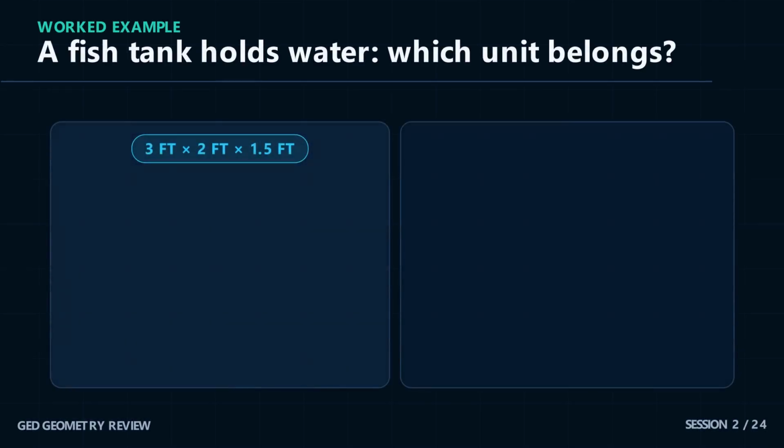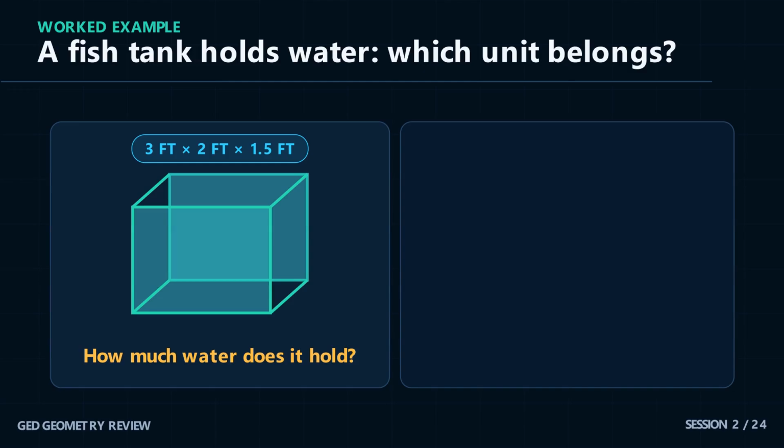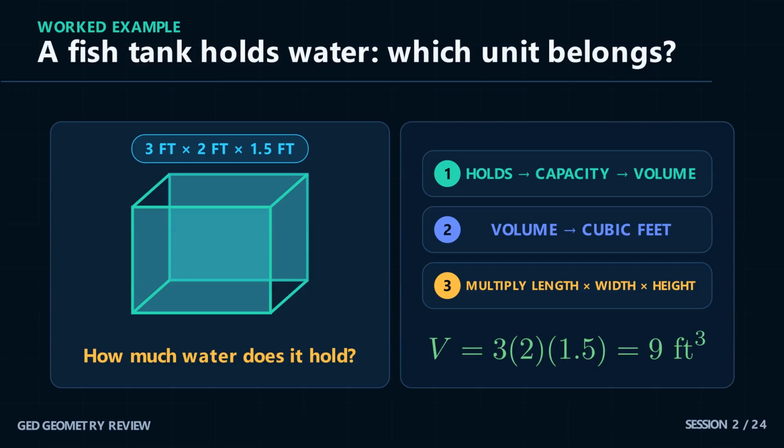Let us apply the system. A fish tank is 3 feet long, 2 feet wide, and 1.5 feet tall. How much water does it hold? First, identify the measurement. The word holds means capacity, which means volume. Second, predict the unit. Volume uses cubic feet. Third, calculate. Volume equals length times width times height. 3 times 2 times 1.5 equals 9. The final answer is 9 cubic feet. 9 square feet would describe a surface. The number 9 without a unit would be incomplete.